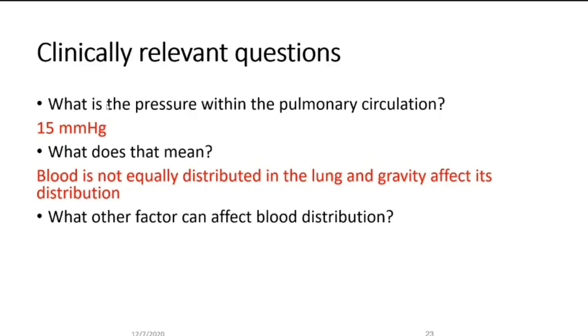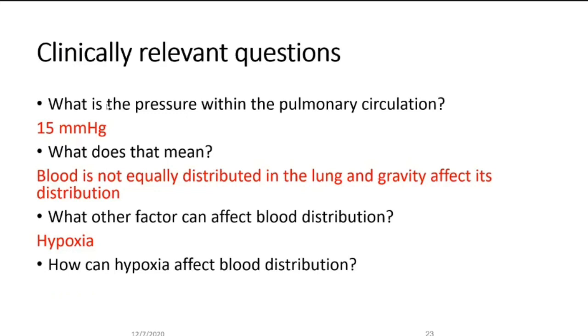The other factor that can affect the blood distribution within the lung is hypoxia. When the lung sees that an area has hypoxia, it does not send blood there, and diverts the blood to the well ventilated areas. This process is done by vasoconstriction.